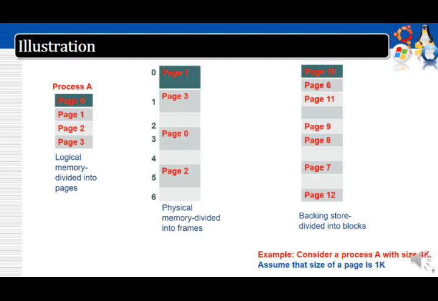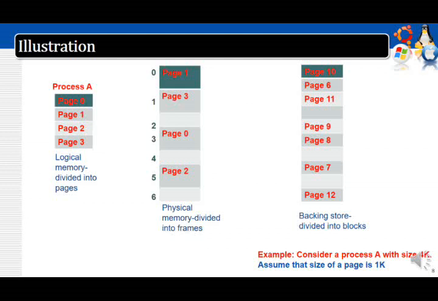Assume that we need to execute a process, namely A, and the size of that process is 4K. So with the concept of paging, we will be dividing our logical memory, namely the process A, into different pages. And assume that the size of the page is 1K. So for a 4K process, there will be 4 pages, numbered page 0, page 1, page 2 and page 3. That is what is illustrated on the left hand side of the slide.